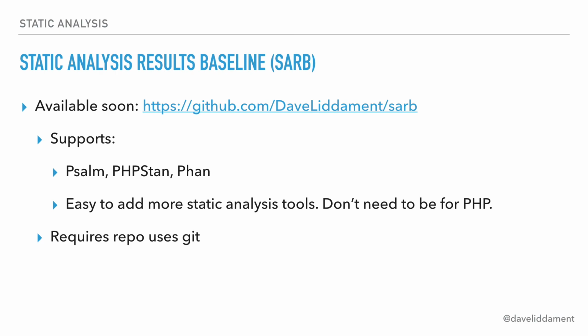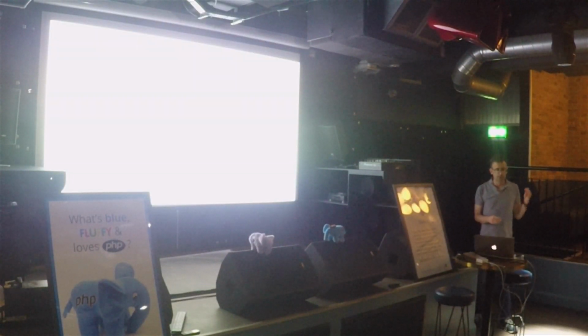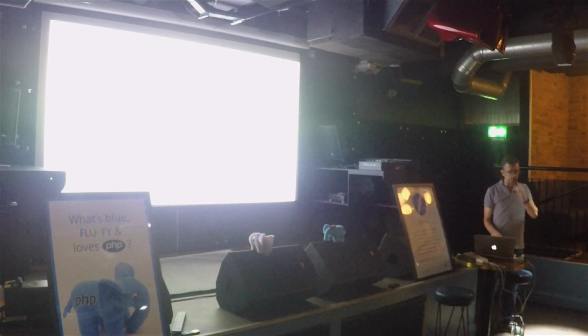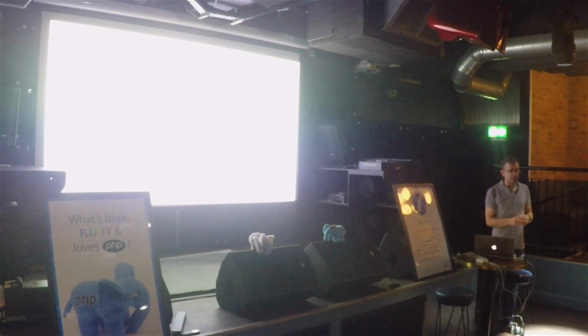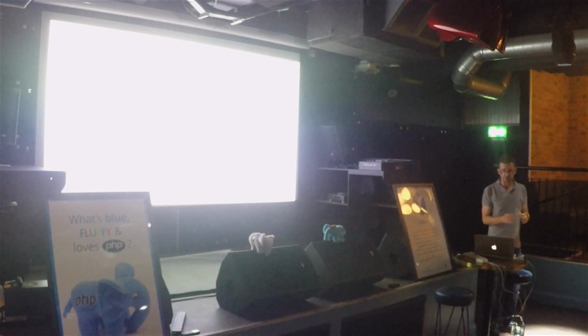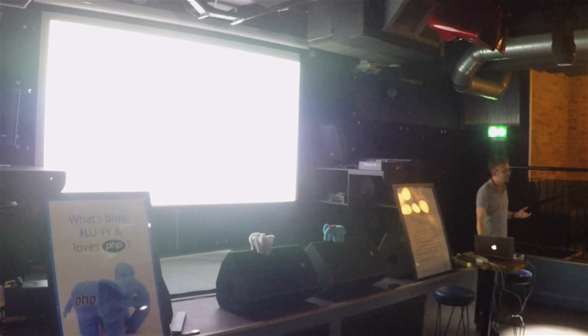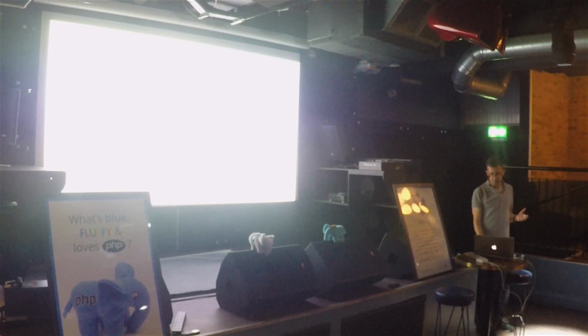Hopefully I'll find something, but I've started writing my own. I use it internally, and I will open source it. It's called SARB, which is Static Analysis Results Baseliner. I'll tweet round when I've actually finished it off. Currently it supports SARM, and it will support the others. And you can easily write things for your own tools. And it doesn't actually have to be anything to do with PHP. The only real requirement at the moment is that your code is stored in Git.